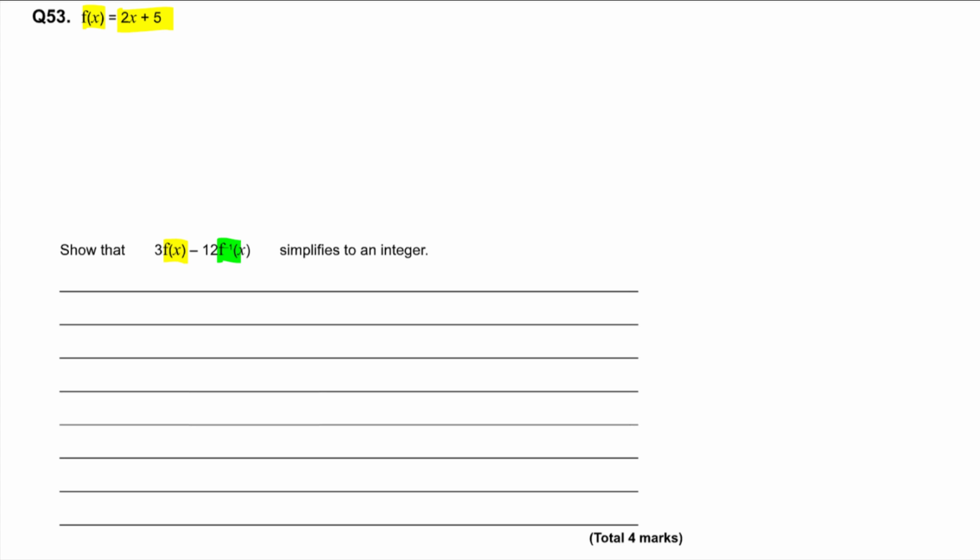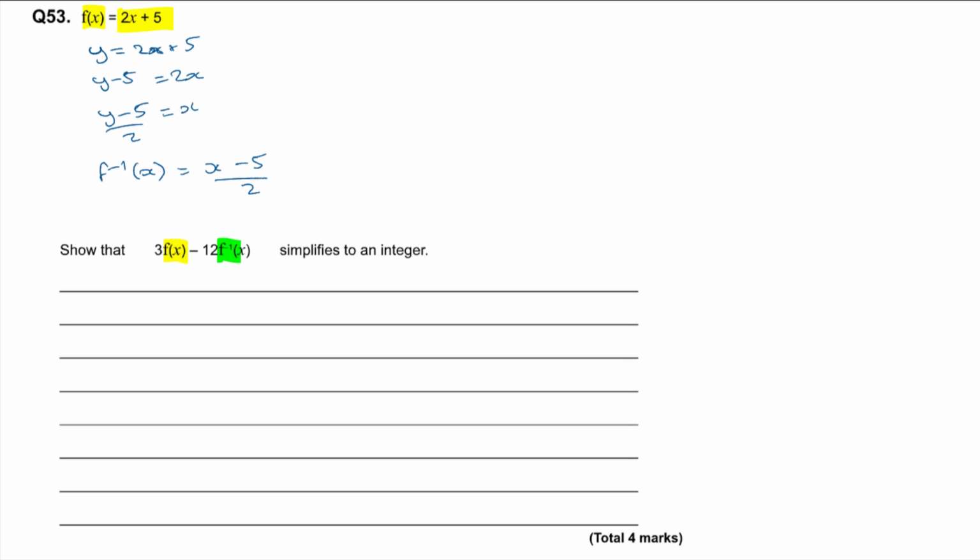So again, what we do is replace f of x with y to start with. So we get y equals 2x plus 5. Rearrange to make x the subject. So take 5 away from both sides. y minus 5 is equal to 2x. Divide through by 2. x equals y minus 5 over 2. Okay. Then we switch back to our function notation. We replace x with f to the minus 1 of x. And we replace y with x. So we get f to the minus 1 of x equals x minus 5 over 2.